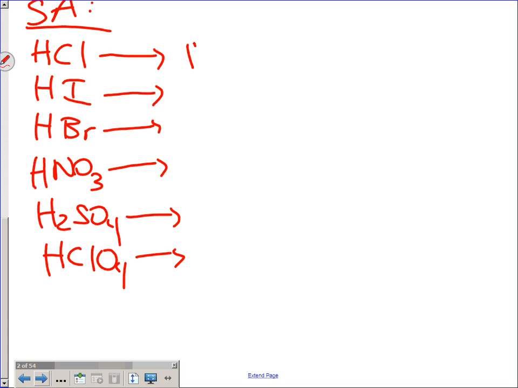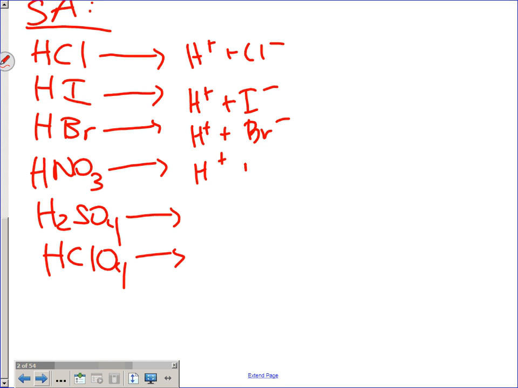So HCl goes into forming H+ and Cl-. HI makes, you tell me, H+ and I-. HBr makes H+ and Br-. This makes H+ and nitrate, right? Don't break that happy family of nitrate up. It is a polyatomic ion. Keep it together. Next, H+ and sulfate, right? Now this one has 2 H pluses, right? You see that 2 there? Okay. This one?